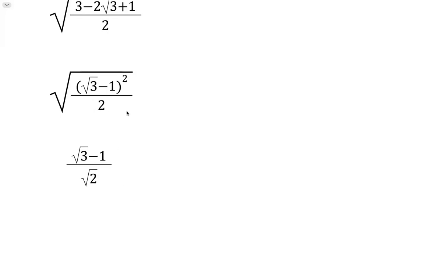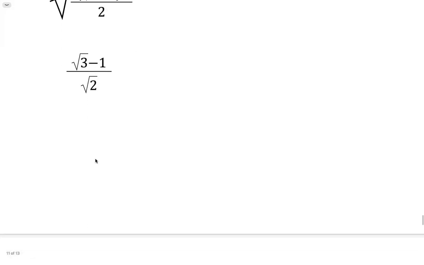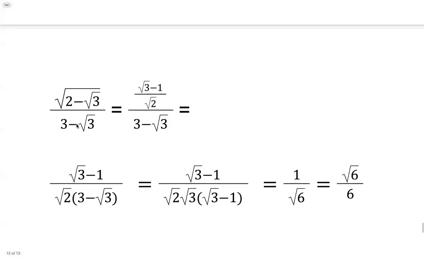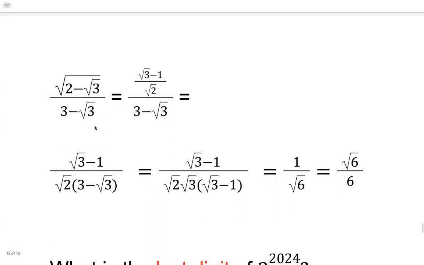Now square cancels the square root. So we have square root of 3 minus 1. Well, of course, the denominator will have a square root of 2. But before, we already have a denominator, 3 minus the square root of 3, right? So now the original expression becomes this. When we have 2 layers of denominator, we can multiply those 2 layers of denominator in the denominator. So we just have square root 2 times 3 minus square root 3.